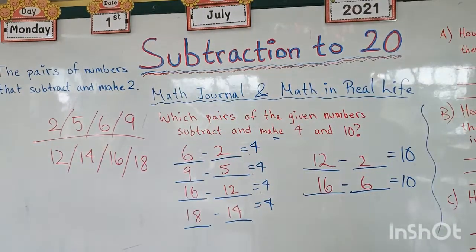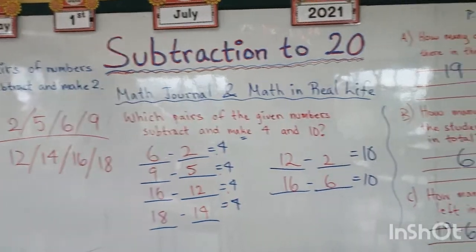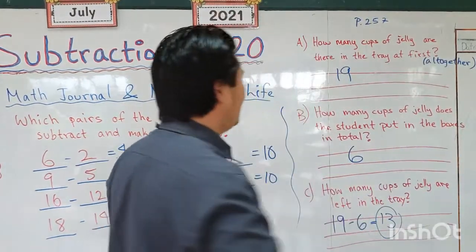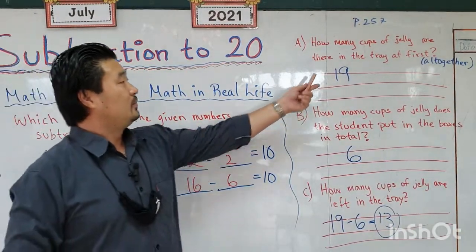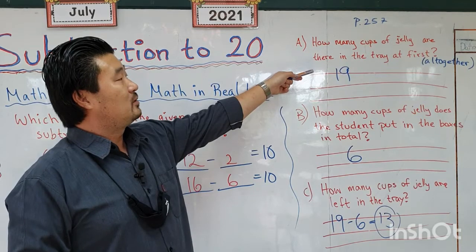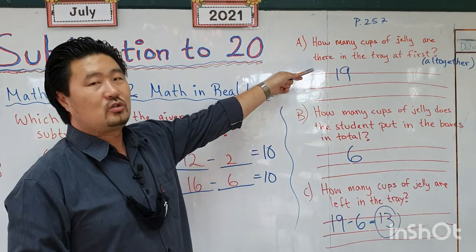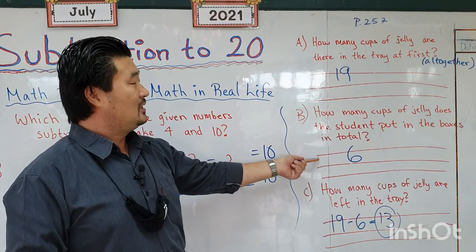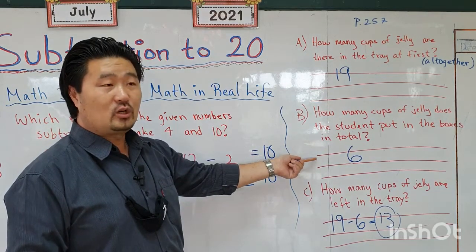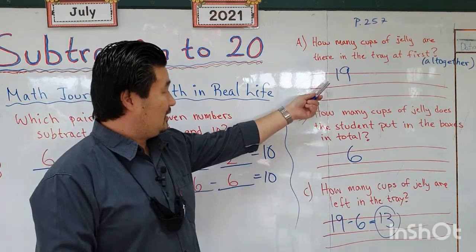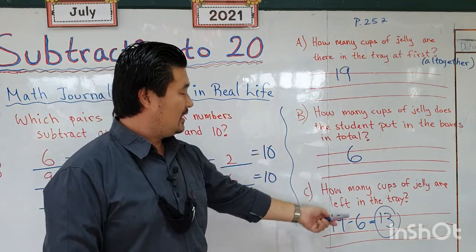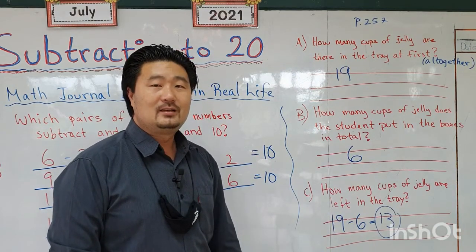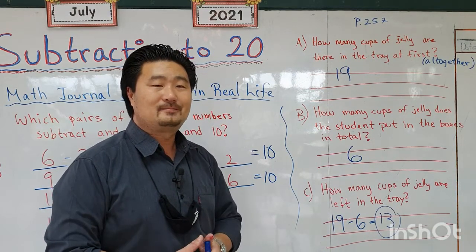Oh, I'm sorry. You did not even see that. I forgot I hadn't angled the camera correctly. So there are 19 cups of jelly in the tray at first, all together. And then he puts 6 cups of jelly in the boxes. And then 19 minus 6 equals 13. So he has 13 cups of jelly left on the tray.